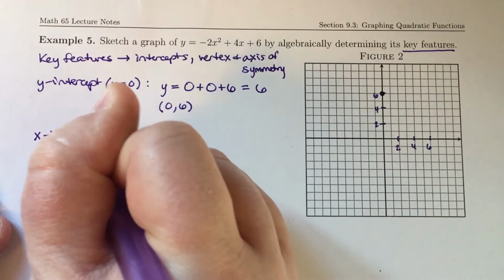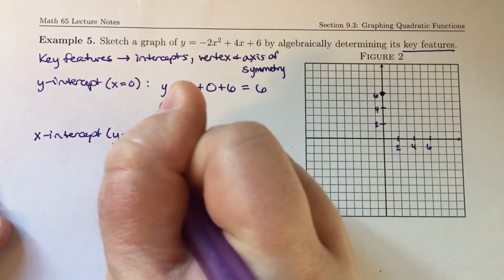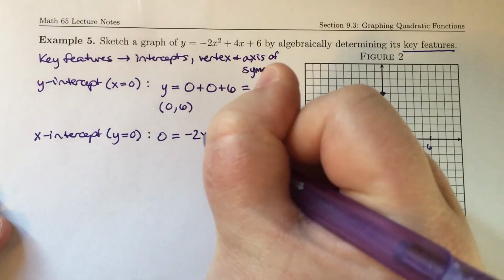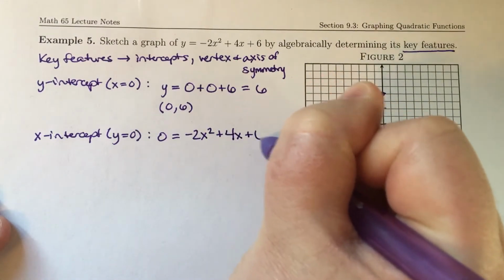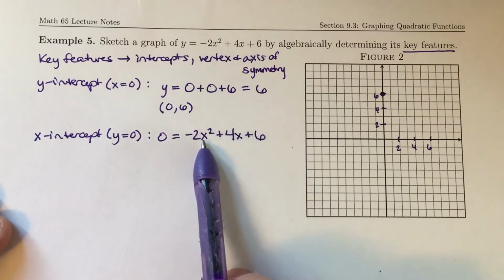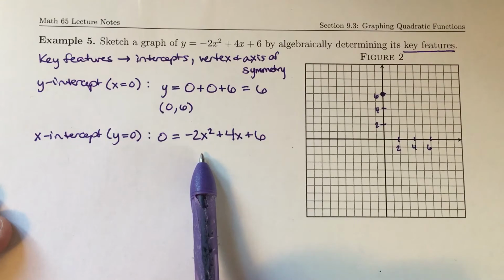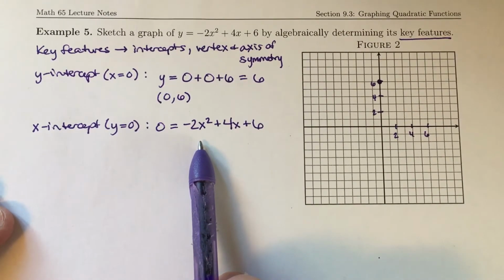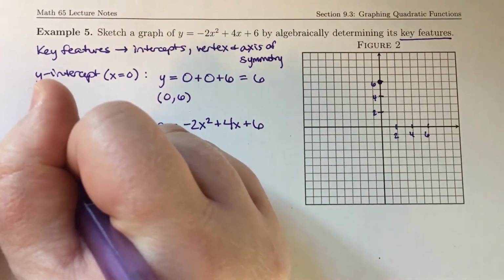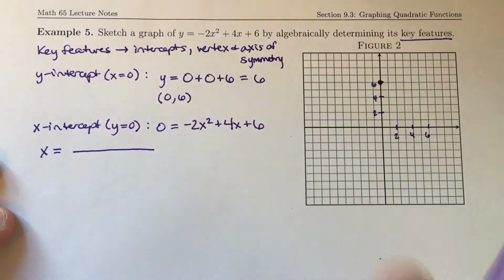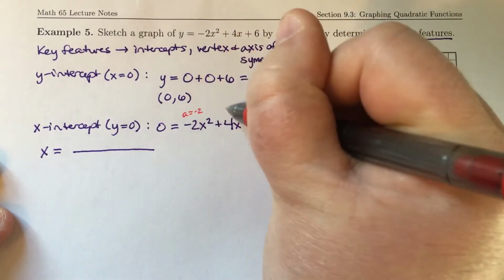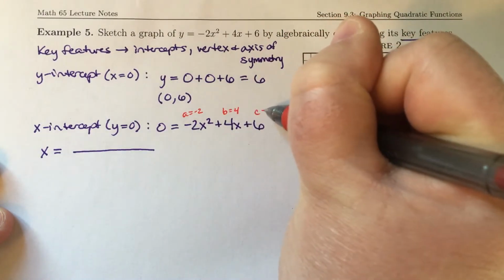All right, let's do the same for the x-intercept. I say the same, but it's not really the same at all. We're going to plug in y equals 0, and that'll give us 0 equals negative 2x squared plus 4x plus 6. Because there's both an x squared and an x, we need to use the quadratic formula. The square root property won't work to solve for x. X equals, now if it helps, label your a, b, and c. So a is negative 2, b is 4, c is 6.